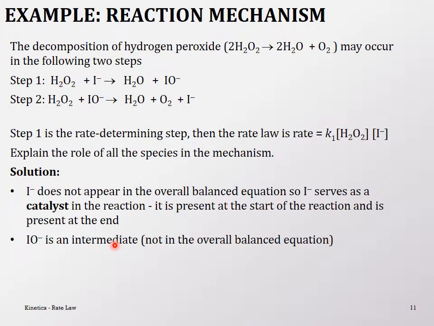Yes, intermediate. Because it's not there in the final equation, it is not in the rate law, and it's not there once you balance the equation out. The iodide is part of the rate law, that's why we have to consider it. But IO minus is not part of the rate law, which means it gets cancelled out, which means it is the intermediate. So that's how we will determine whether something is taking part in the reaction or not.